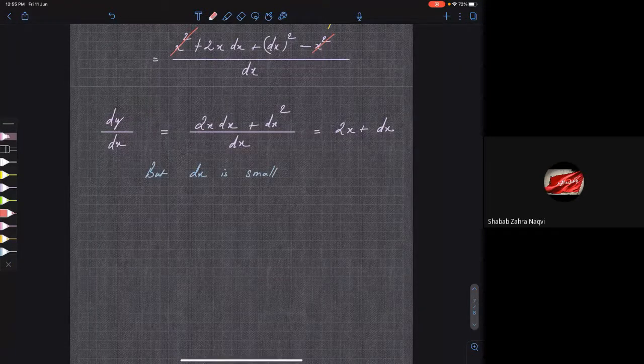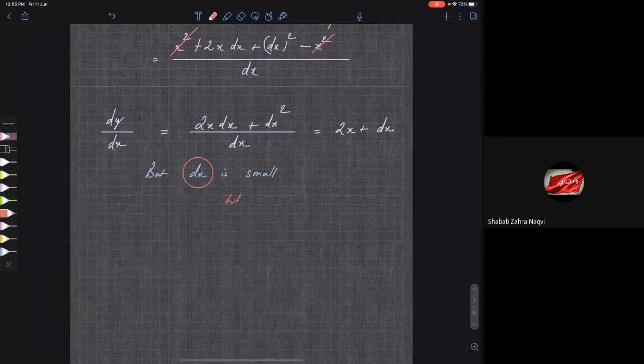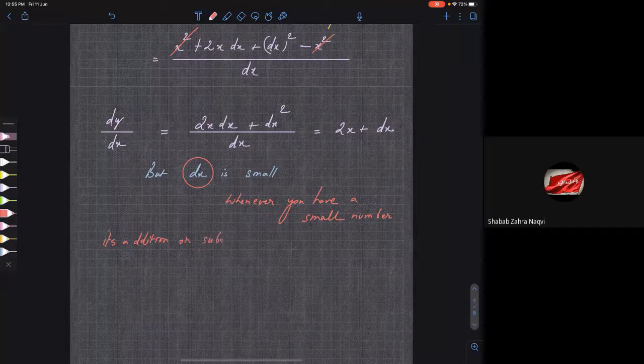Whenever you have a small number, when you add it, you neglect it. Whenever you have a small number, its addition or subtraction is neglected. Are you getting my point? Yes, sir. So what is the answer?